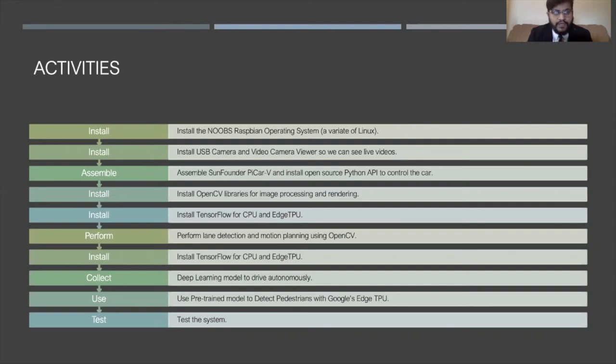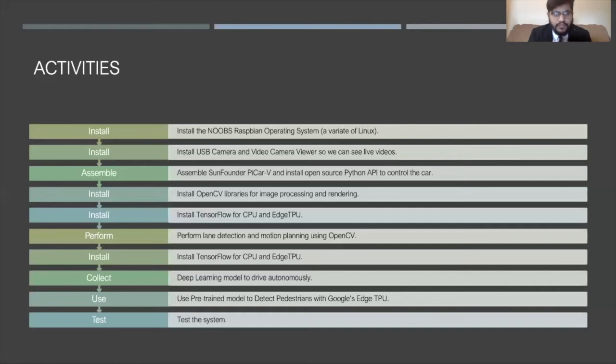And then installing the USB camera: as soon as it is plugged in, because the NOOBS Raspbian operating system has a lot of drivers pre-installed, you don't have to specifically install a driver. It detects the USB camera automatically and installs all the necessary files. Along with that, VNC viewer is also supposed to be installed.